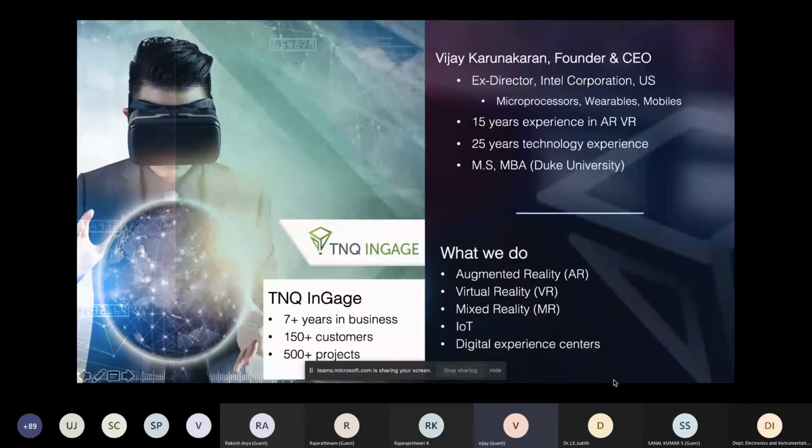And we also build training simulators and AR solutions for manufacturing and the construction industry. A good amount of time and effort is being spent to build products and services in healthcare. And apart from this, we also build experience centers for large companies to showcase their products for external customers and internal customers. That's me overall.